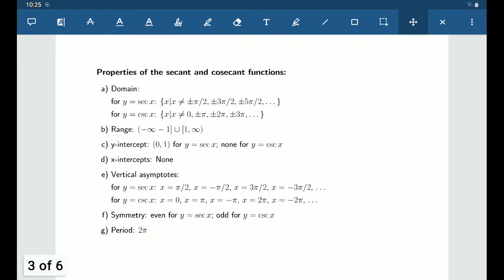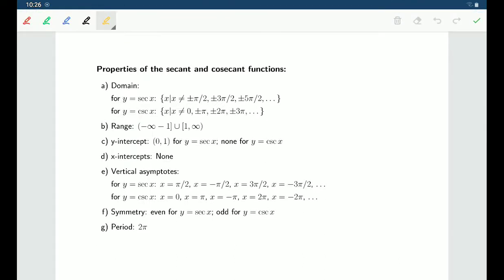Now, we've got a bunch of properties for the secant and cosecant functions, and again, most of this comes directly from the fact that secant and cosecant are reciprocals of cosine and sine. So we had, for example, for cosine, it crosses the x-axis at pi over 2 plus or minus, at 3 pi over 2 plus or minus, at 5 pi over 2 plus or minus. That's where the cos graph crosses the x-axis. And so those are places where secant has vertical asymptotes, which means that those are places excluded from the domain. Secant has infinitely many places that are removed from its domain because it has infinitely many vertical asymptotes.